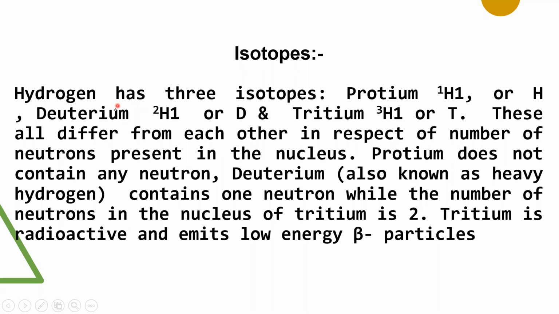Now coming to isotopes of hydrogen. Hydrogen has mainly three isotopes. Very, very important. Hydrogen has three isotopes. What are isotopes? Elements having the same atomic number but different mass number are called isotopes.